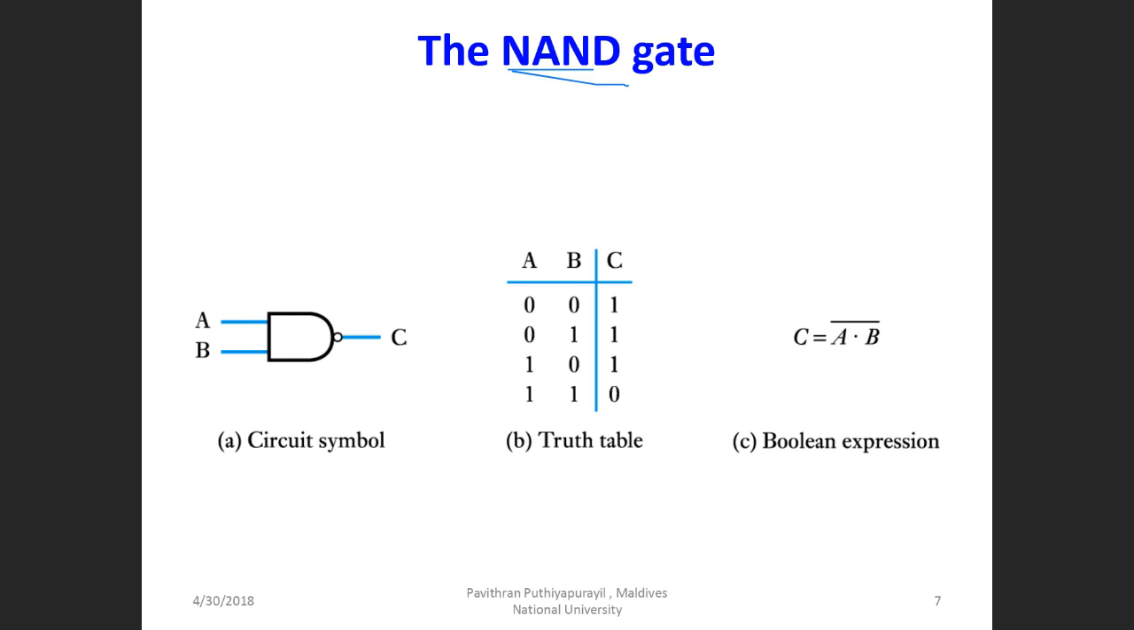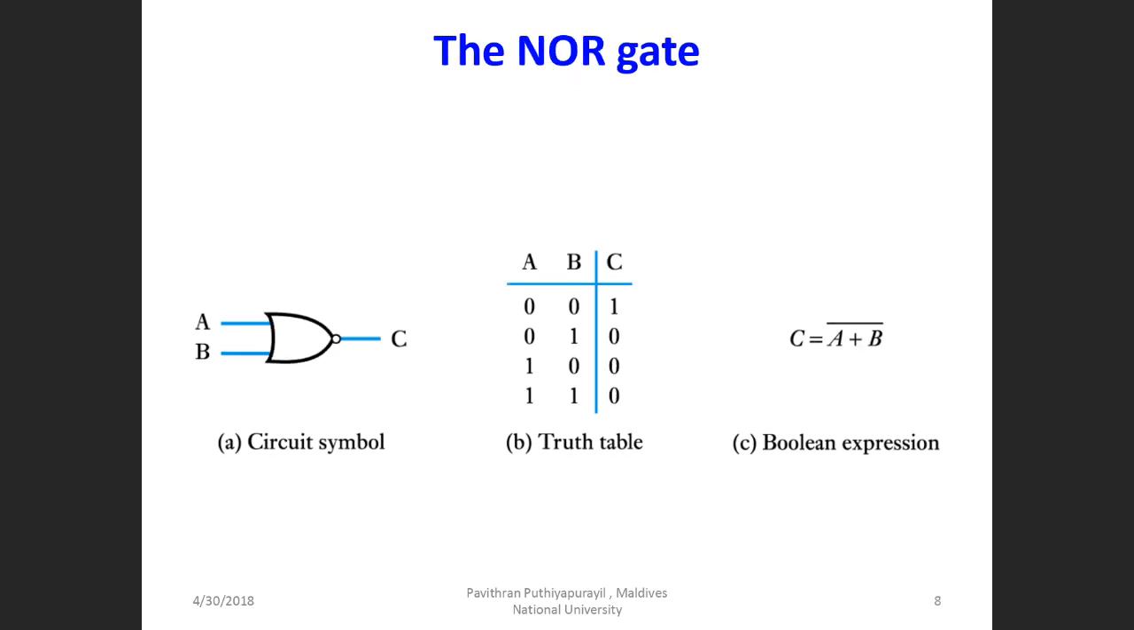Very good. Next is your NOR gate. Similarly, in case of NOR gate, it is a combination of your NOT gate and OR gate. NOT and OR. Here you can see this is your Boolean expression for NOR gate: A plus B, whole bar.